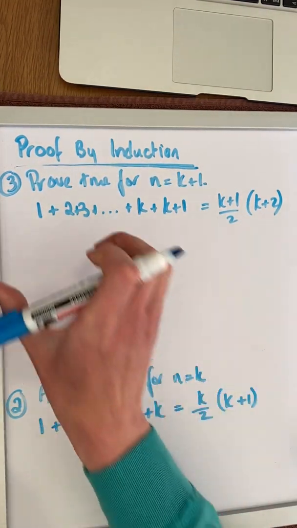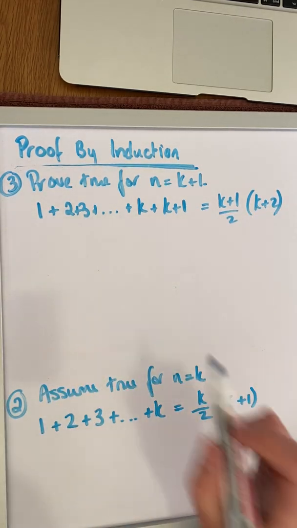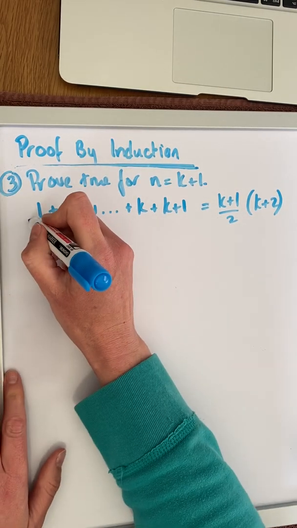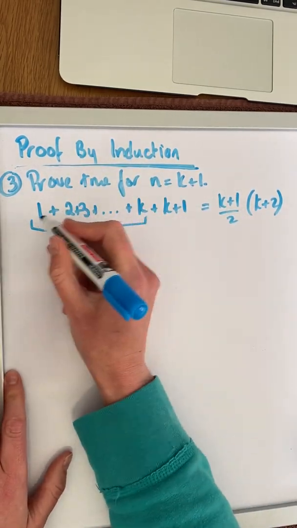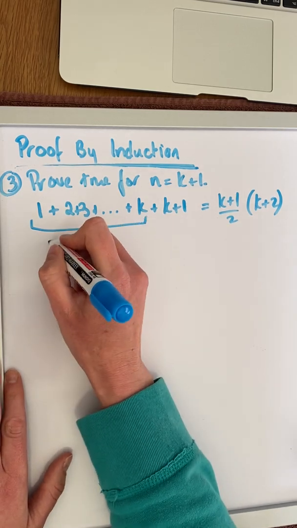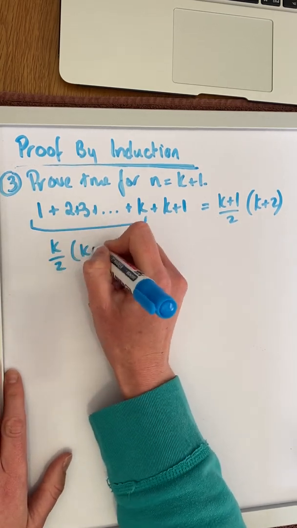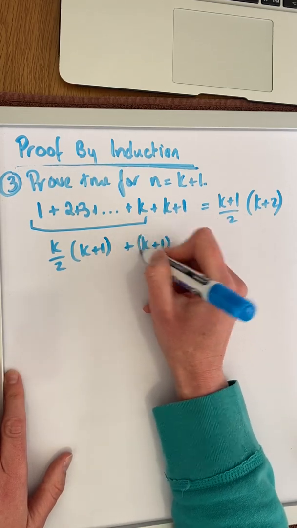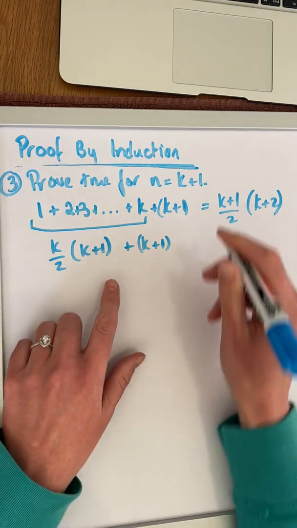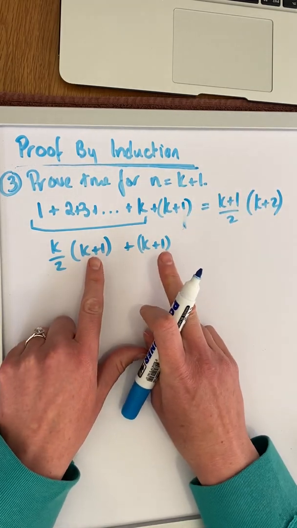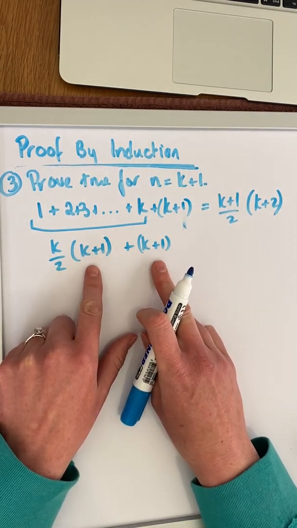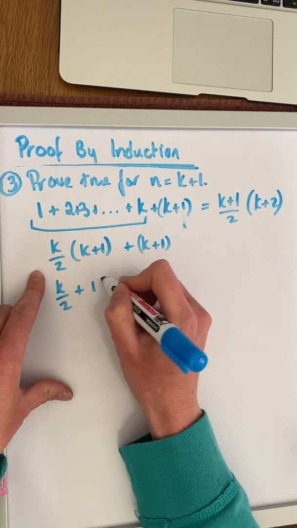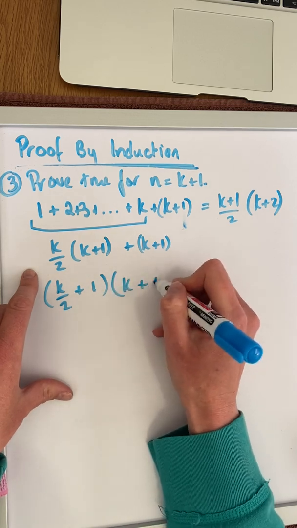So now we need to make the left-hand side equal the right-hand side. So we're going to work on this here. We know from step 2 that the sum of the first k natural numbers is k over 2 by k plus 1. We are adding to that another k plus 1. The reason I'm putting this in brackets is we have a common bracket to these two fractions. So we have k over 2 plus 1 times by k plus 1.